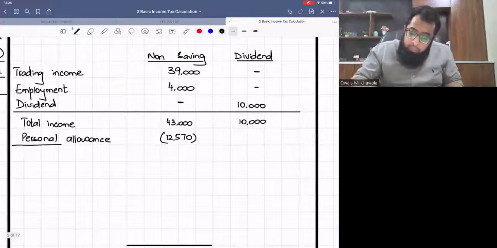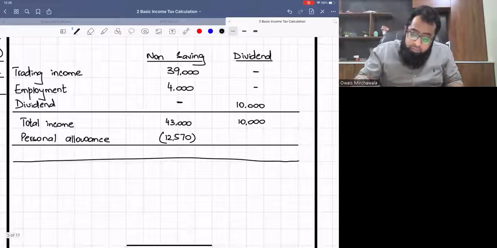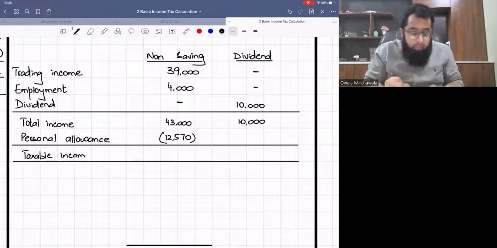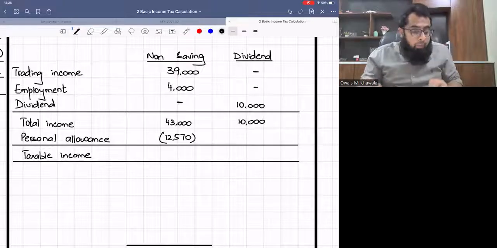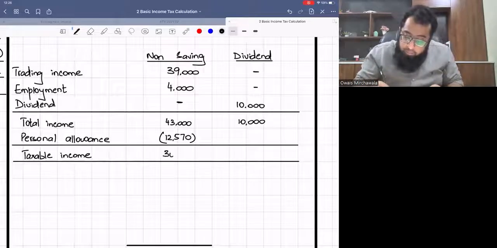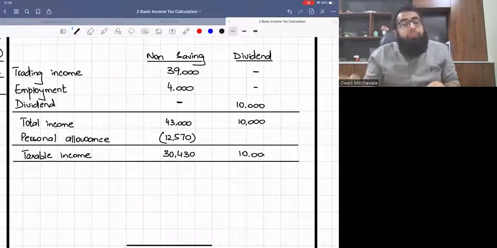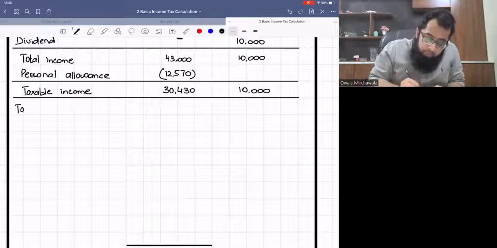Now, once we deduct the personal allowance, we will get the value of taxable income. What is the taxable income? 43,000 minus 12,570 is 30,430, and this is 10,000. Now we have to apply tax on it.